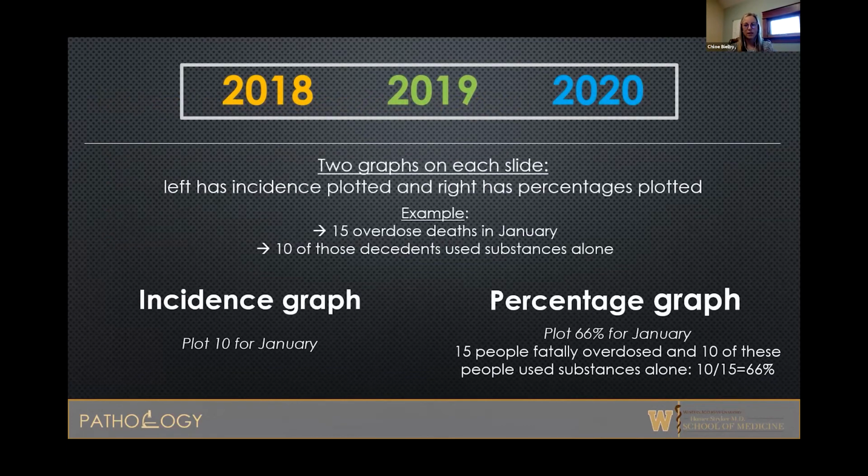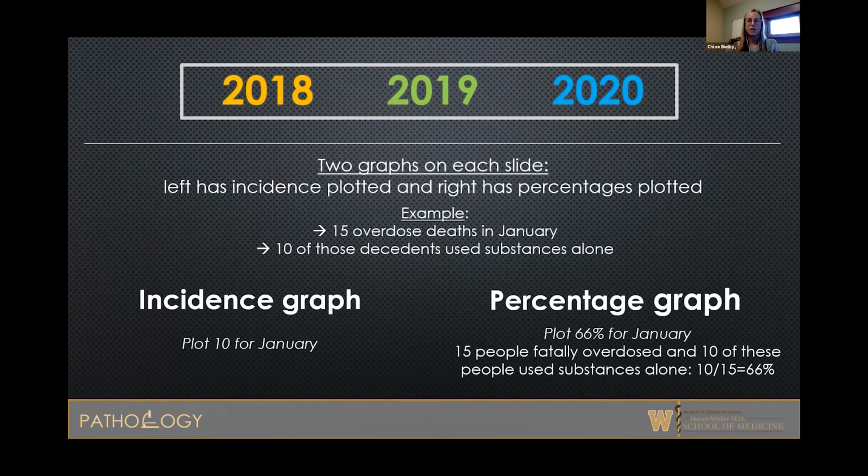So this slide is to show you the layout that I have for the next series of graphs. So 2018 will always be orange, 2019 will always be green, and 2020 will always be blue. And then on a lot of the graphs I will have 2 on each slide. So on the left will be an incidence graph, and on the right will be a percentage graph.